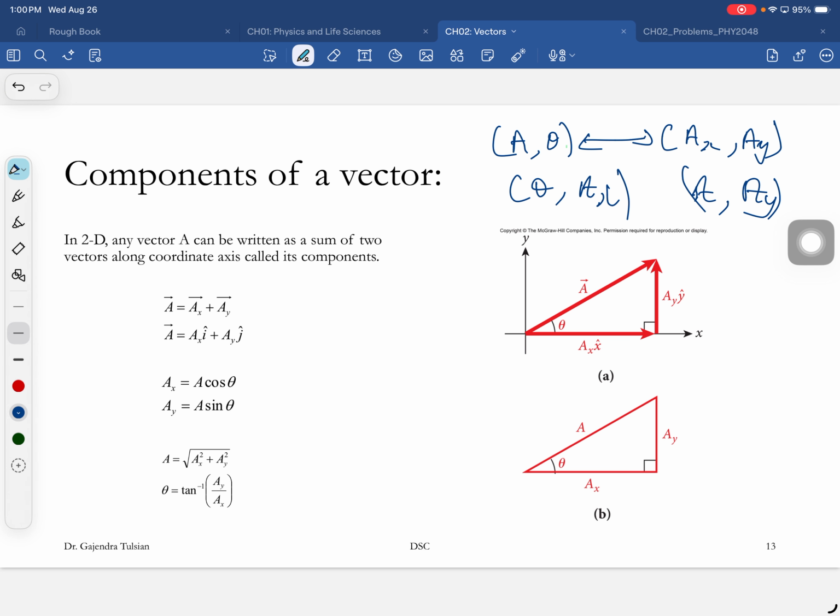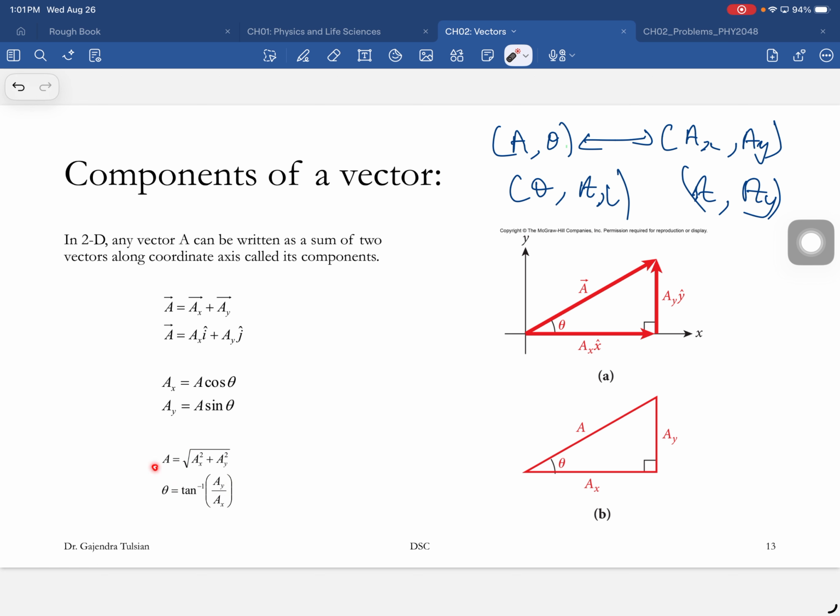And so you need formulae for that. And here are the relationships. Ax is A times cosine theta, and for these formulas, the angle theta is measured counterclockwise from the x-axis. Ay is A sine theta. So when you have the magnitude and direction and you want to find the components, these are the formulas you use. You use this formula to go from here to there. And when you have the components and want to go the other way, you use these formulas.